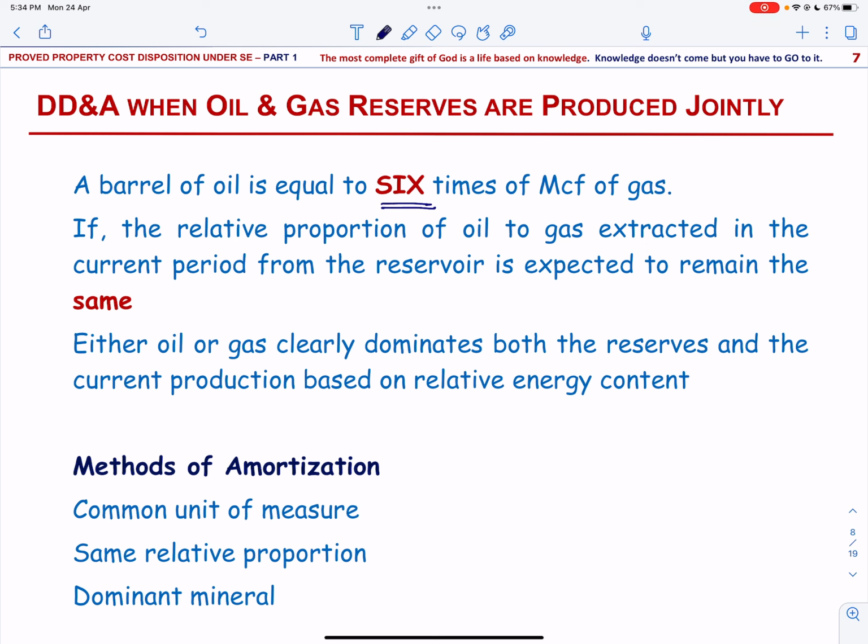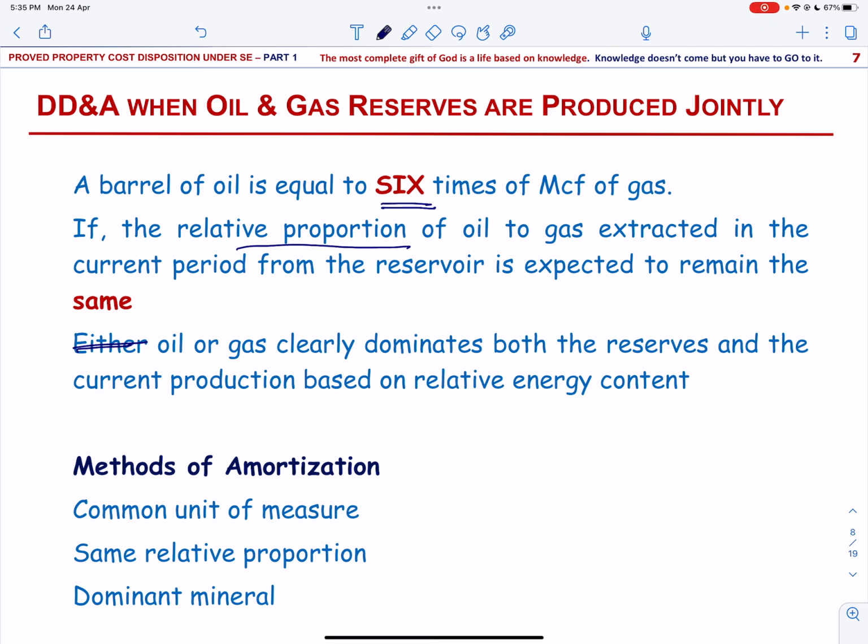However, if the relative proportion of oil and gas extracted in the current period from the reservoir is expected to remain the same, then amortization may be computed based on only one of the two minerals, either oil or gas. Or if either oil or gas clearly dominates both the reserves and the current production based on relative energy content, then amortization may be computed based on the dominant mineral only.